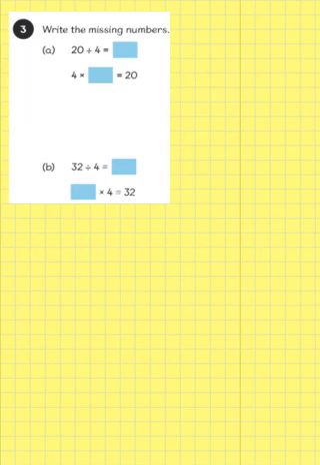We're going to do some more guided practice questions now. And question 3 is asking you to write the missing numbers. We've got 20 divided by 4 is equal to something, and 4 multiplied by something equals 20. For part B, we've got 32 divided by 4 is equal to something, and that something multiplied by 4 equals 32. You'll notice here that the second part of the calculation is using the inverse operation to check our answer. Spend a few minutes now pausing the video and answering these questions and checking back with the answers in a minute.